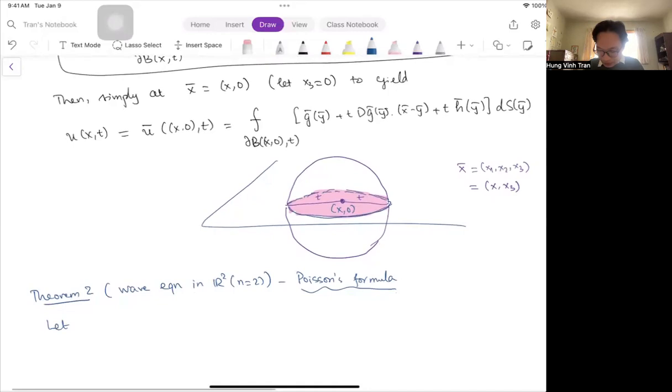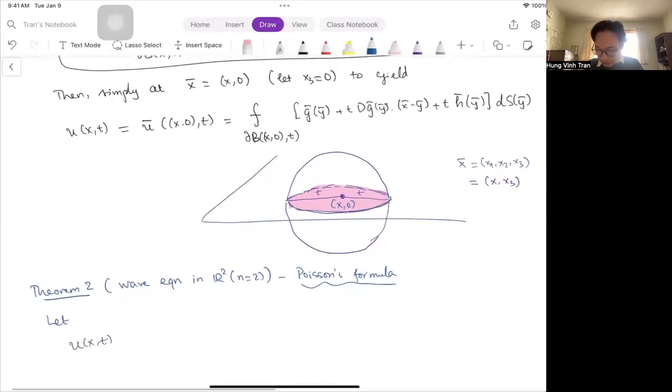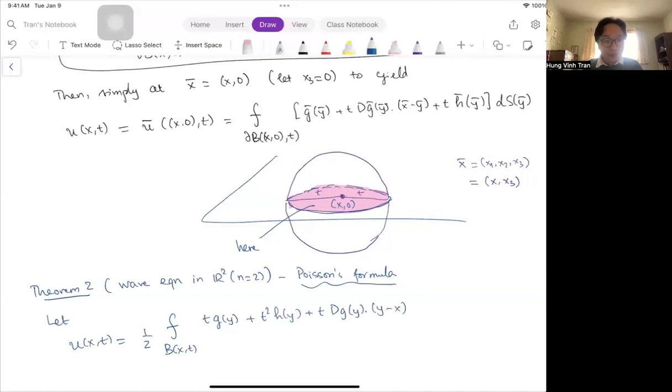I would let u(x,t) equal the integral projected down, which becomes one half the average integral on the ball in 2D. This highlighted ball here, yes, this is the ball, of t times g(y) plus t squared times h(y) plus t times Dg(y) dot with y minus x.